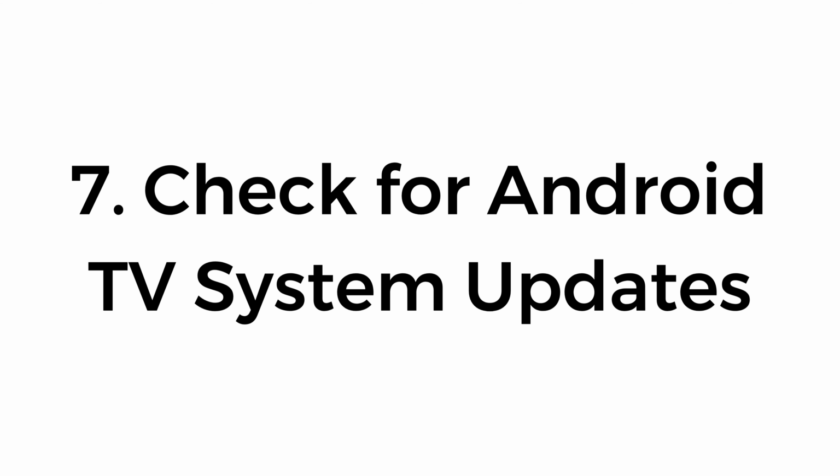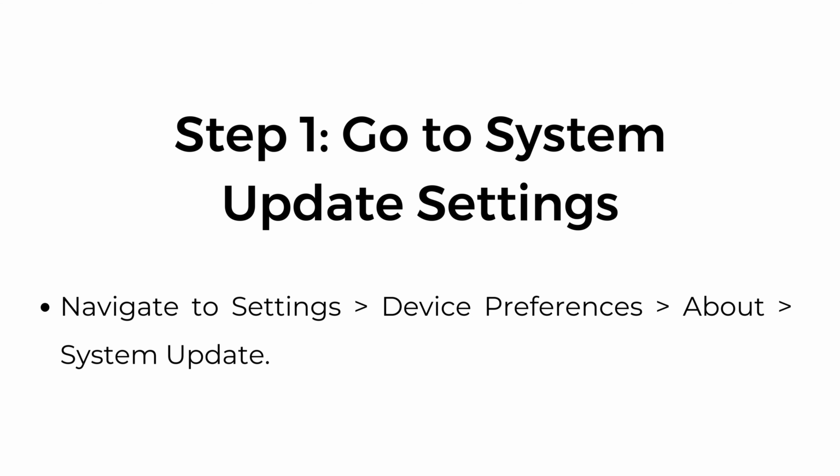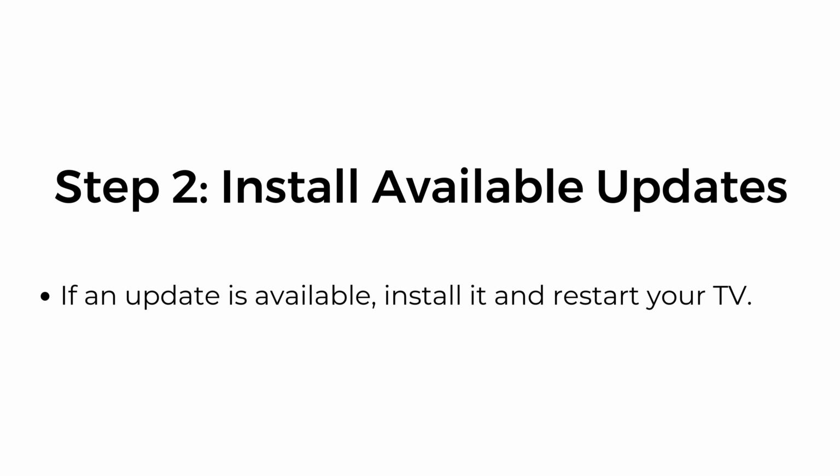7. Check for Android TV system updates. Step 1. Go to System Update settings. Navigate to Settings and Device Preferences, then About and System Update. Step 2. Install available updates. If an update is available, install it and restart your TV.